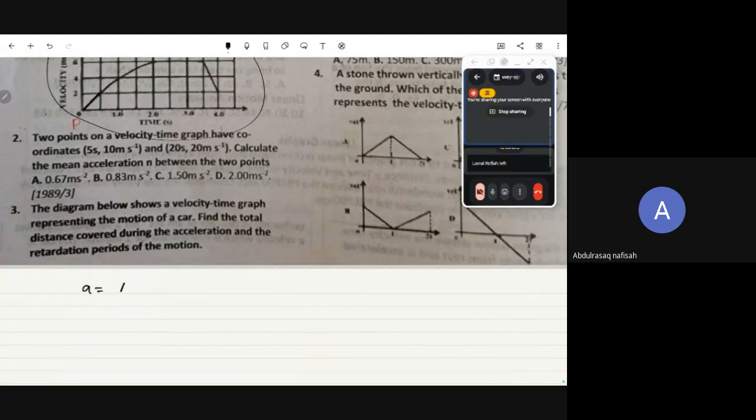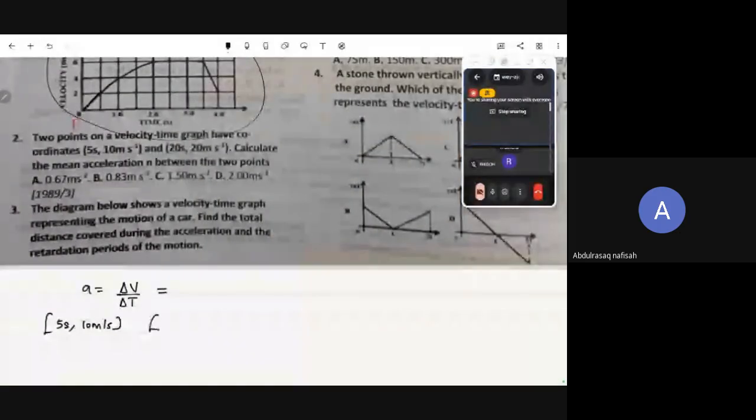Acceleration is change in velocity over time taken to make that change. The change in time as well. That makes sense. Now, you have (5, 10): 5 seconds, 10 meters per second. You have another point, 20 seconds, 20 meters per second.